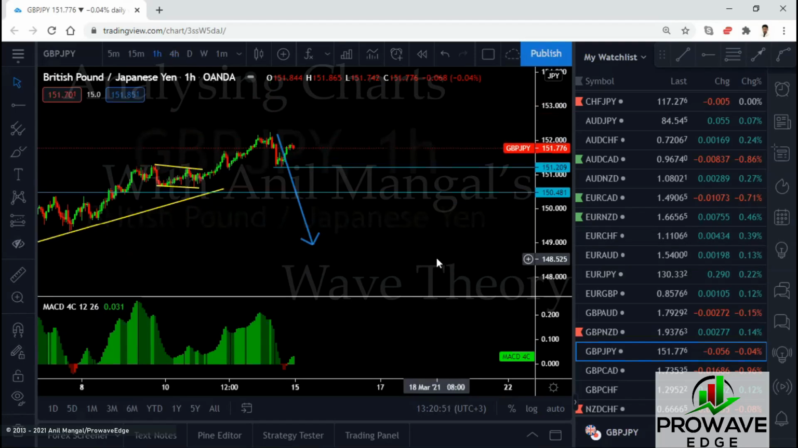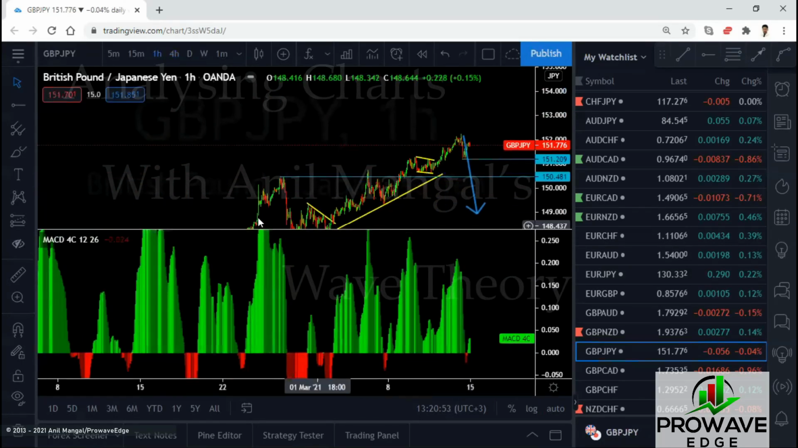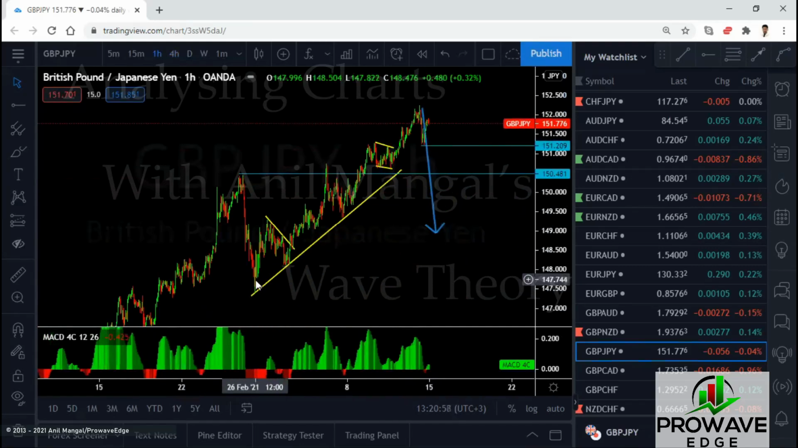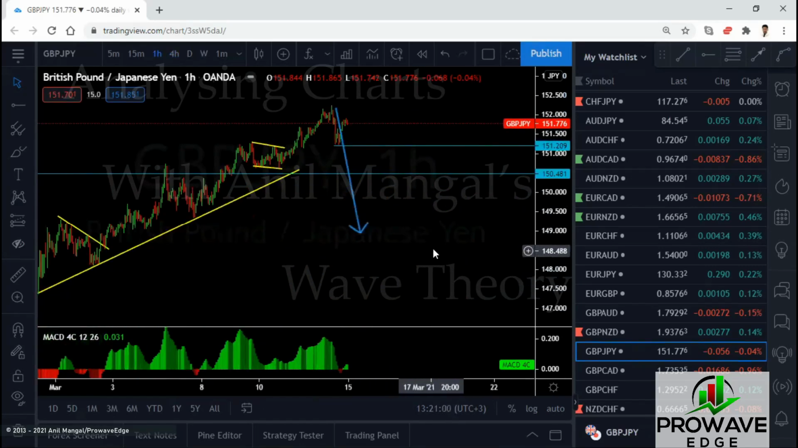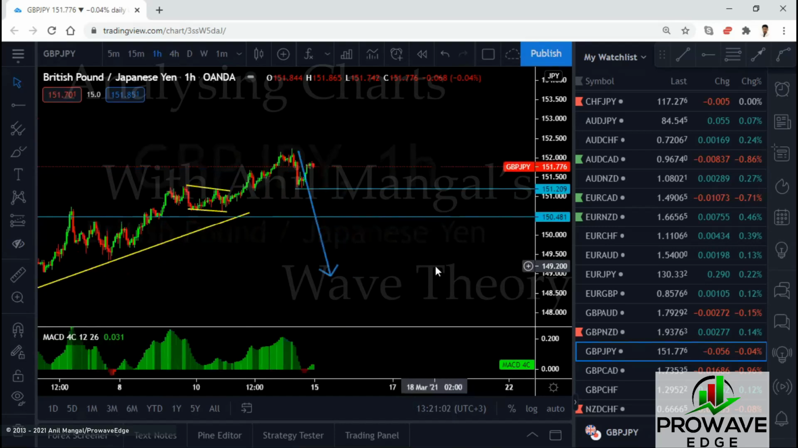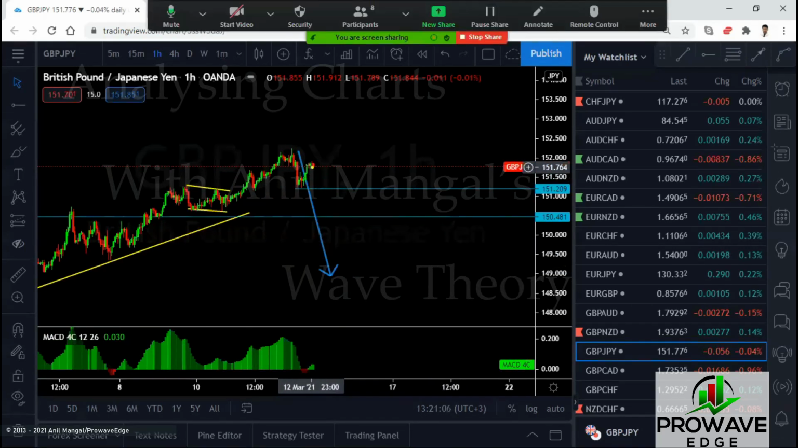Pound yen. We're looking for one of this. Looking for one of that down. And this might have been the start of it. This one here. But the depth of this pullback is a little more flat looking. So there's a chance you can do this and then go up.